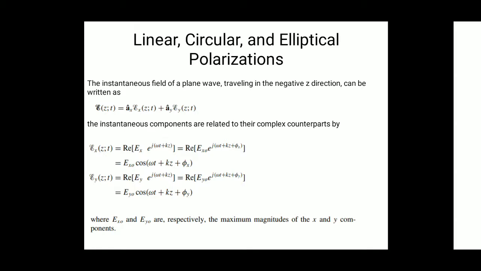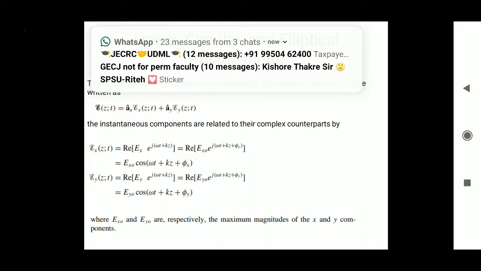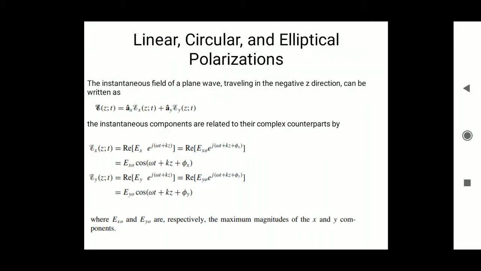Now this X component and Y component we can write in real part, wherein we can convert into the sinusoidal format. So for the X component, we consider the real part of e^{j(wt + kz)}. Here k is a constant and z is distance, wt is the phase, w is frequency, and t is time.